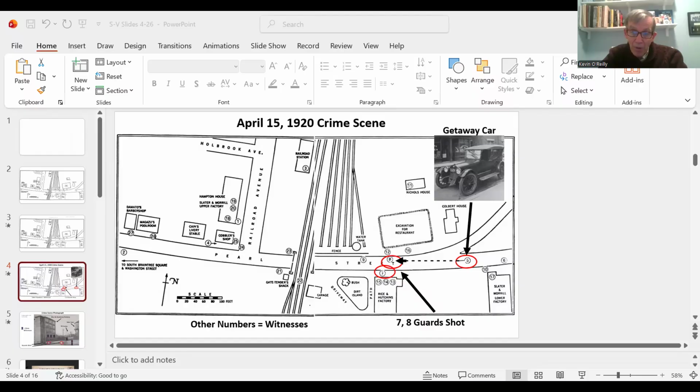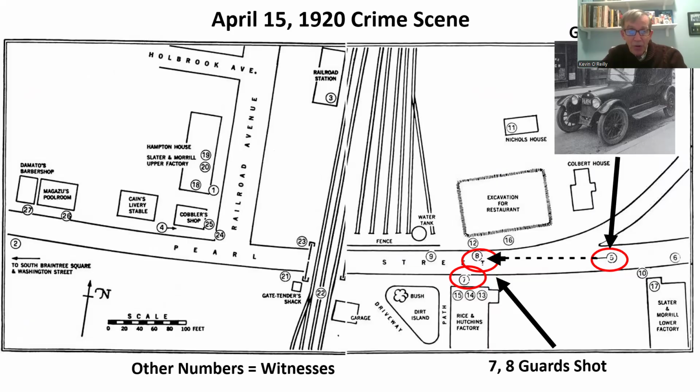So, on April 15th, 1920, two guards were murdered when they were carrying the payroll from one of the factories, the Morrill factory here on the map, to the other one. The payroll came to a little under $16,000. The guards walked down Railroad Ave and then took a left on Pearl Street, you can see here. They were shot when they got in front of the Rice and Hutchins factory. These are all shoe factories.